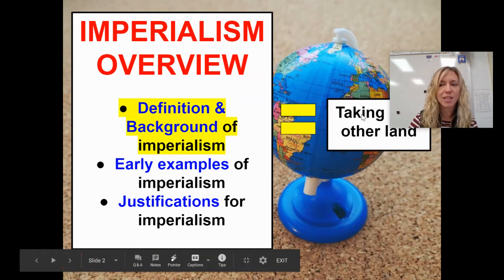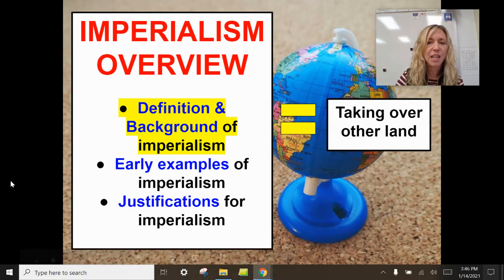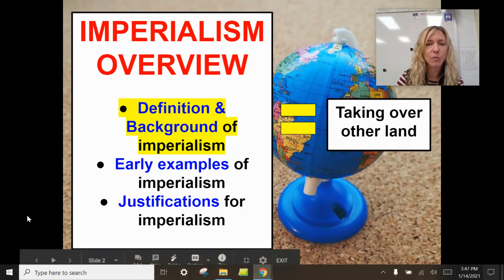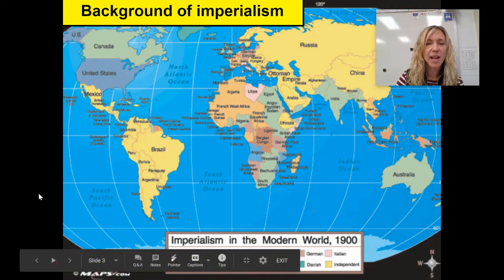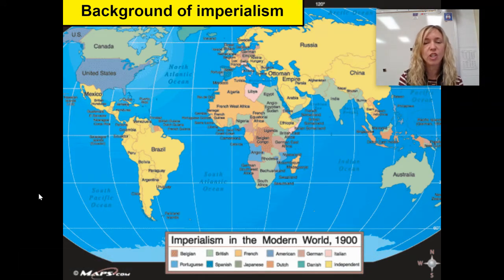First, let's make sure we understand what the definition is. What do we mean by imperialism? Just very simply, we're talking about taking over other land or somehow exerting control abroad. And so that's what we mean by imperialism. This was actually nothing new. Many other countries around the world were engaging in this.